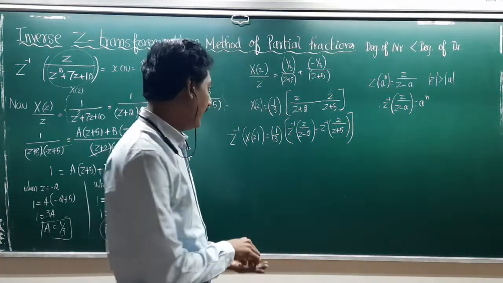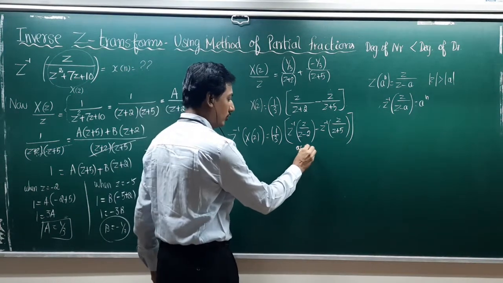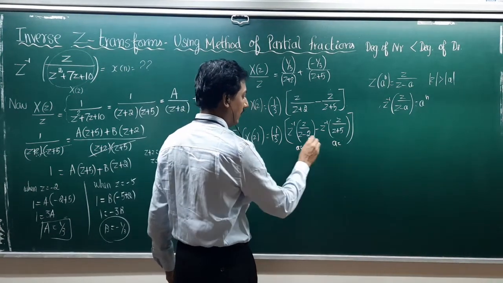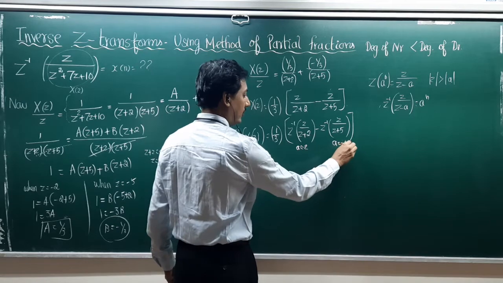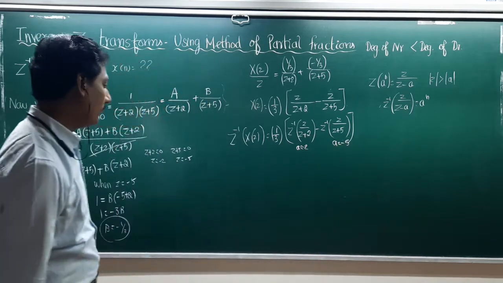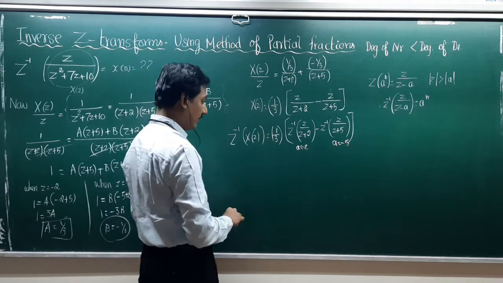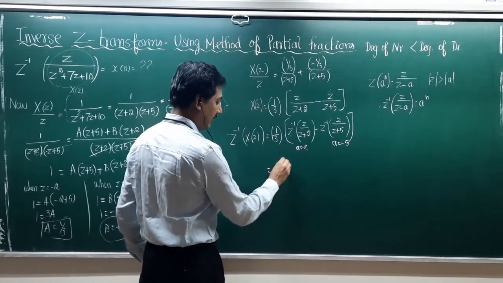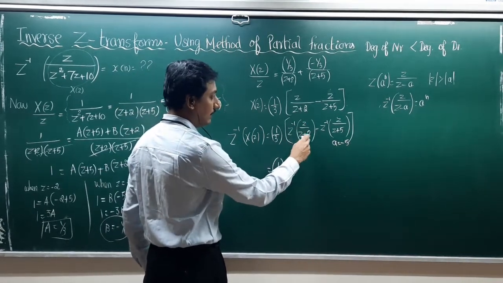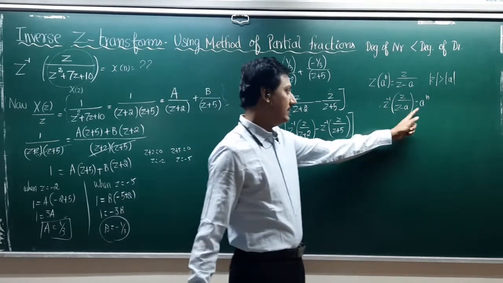Now what about the a in the first term? The first term has z plus 2, so a equal to minus 2. The second term has z plus 5, so a equal to minus 5. So a equal to minus 2 and a equal to minus 5. So by using the last step, what will we get? 1 by 3 is already there. So z inverse of z by z minus a. So here minus a means here plus a.